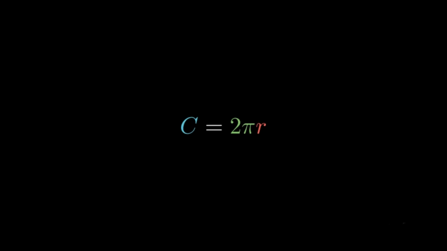This elegant formula works for circles of any size. Whether it's a tiny circle the size of a dime or one as large as a planet's orbit, the circumference is always exactly 2 pi times the radius. That's the beauty of mathematical relationships. They reveal consistent patterns across all scales.